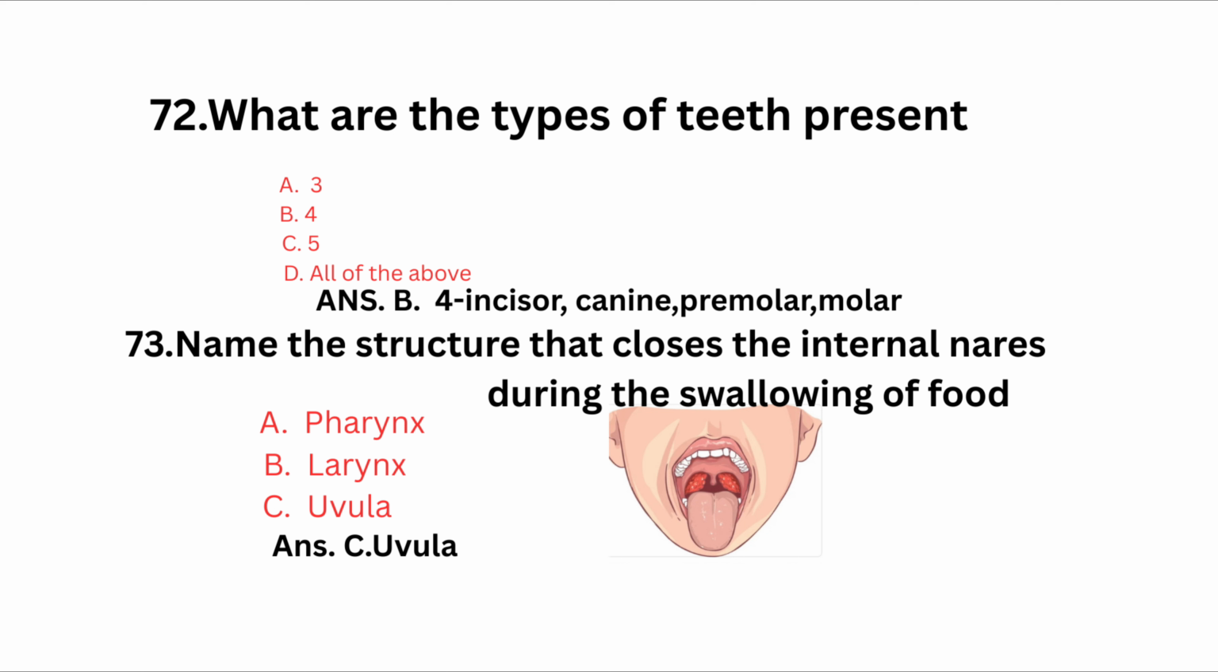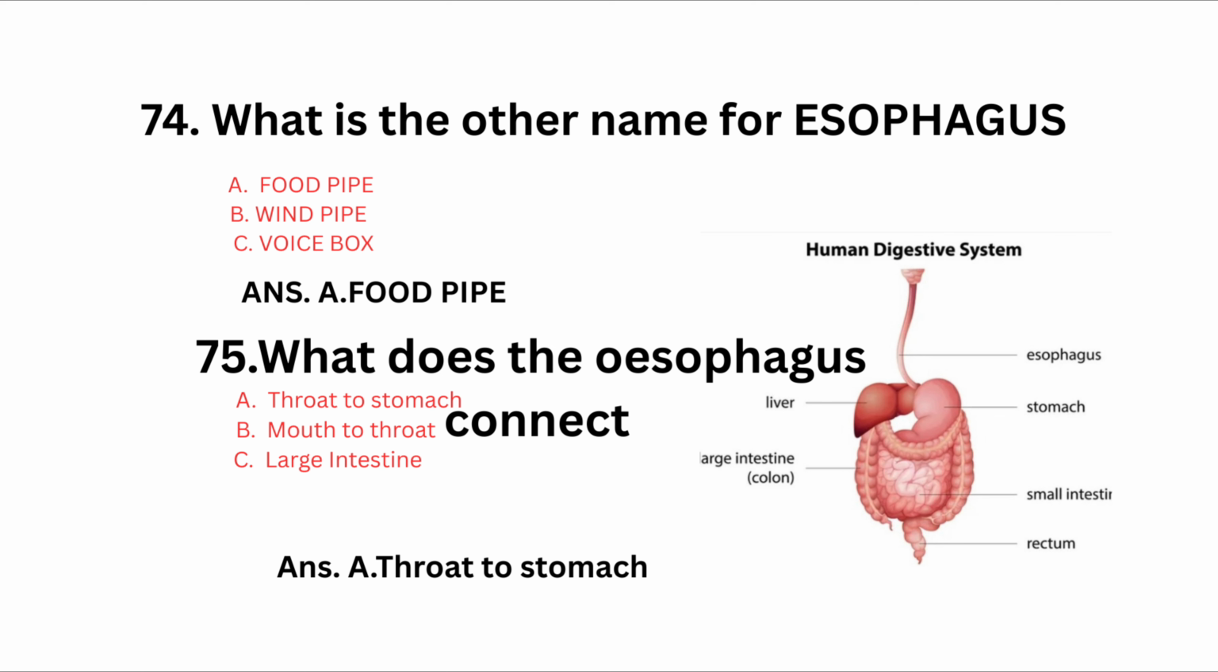A. Pharynx. B. Larynx. C. Uvula. Answer is uvula. I've given a very clear picture. I hope in the middle that is the uvula. 74. What is the other name of the esophagus? A. Foot pipe. B. Windpipe. C. Voice box. Answer is foot pipe.